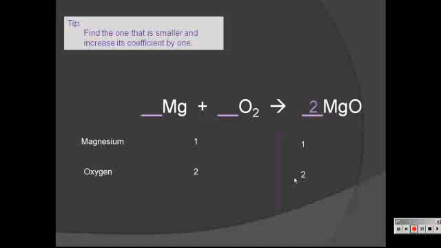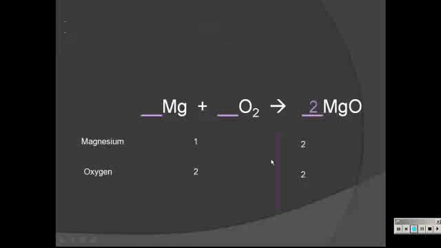Now my oxygens are looking pretty good. But I noticed when I made this change that this 2 not only increases the number of these oxygens, but it also increases the number of magnesiums. So I need to make that change on my ledger sheet now. Now my magnesiums aren't looking so good because I have 2 on this side, 1 on that side.